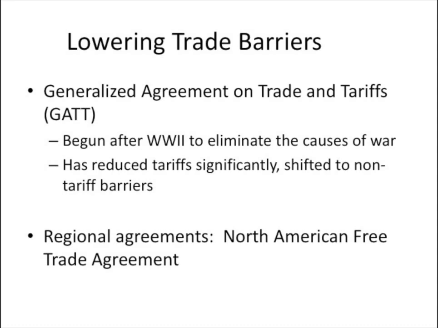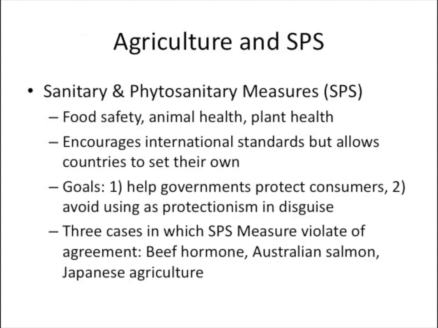GATT is a concern or meeting that produced a generalized agreement on trades and tariffs. We have also seen the introduction of other more regional agreements. One of the prime examples is NAFTA, or the North American Free Trade Agreement. GATT and the regional agreements have largely reduced and eliminated tariffs as a trade barrier.